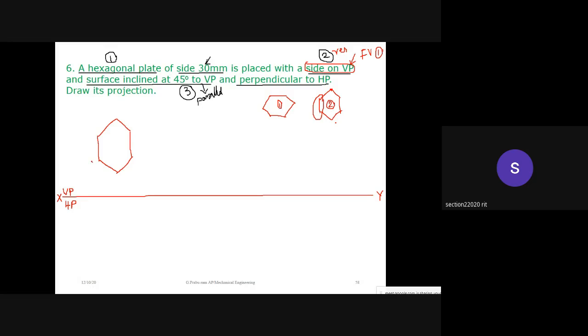Let me name it. So this would be A. Am I right or wrong? This would be A dash. Very good. A dash. This will be B dash. B dash. This would be C dash. This would be D dash. This would be E dash. And this would be F dash.